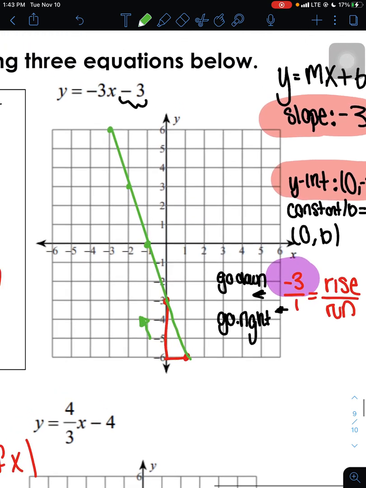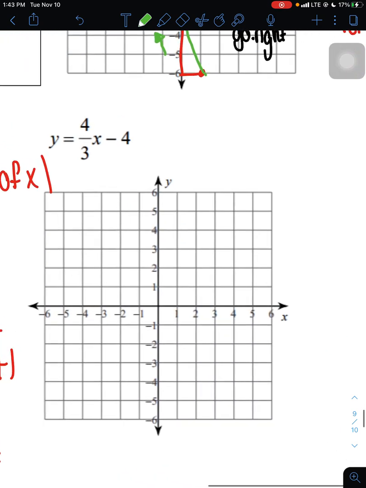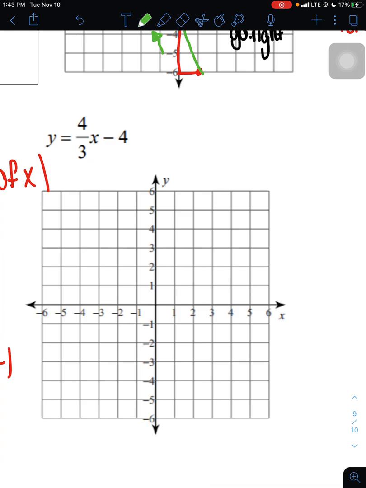And again, we knew it was going to be a negative slope or a negative graph because we saw that the coefficient in front of x was negative. So we have one more example. y equals 4 over 3x minus 4.